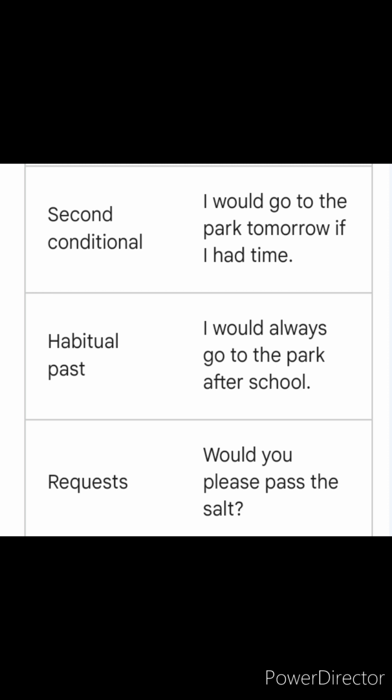Uses of would. For second conditional, I would go to the park tomorrow if I had time. Habitual past, I would always go to the park after school. Requests, would you please pass the salt?